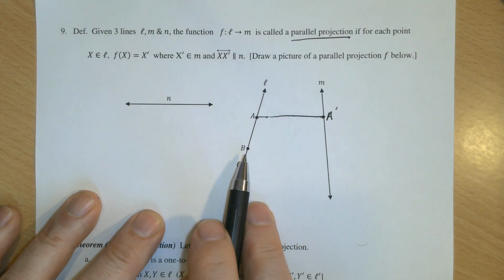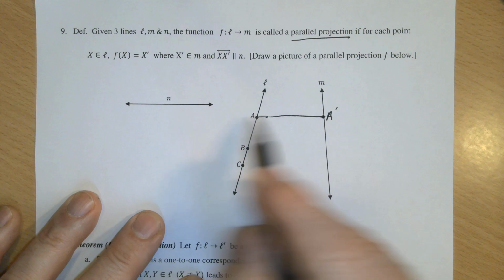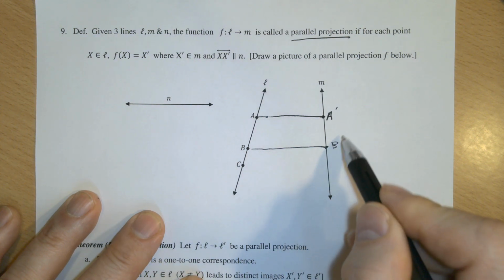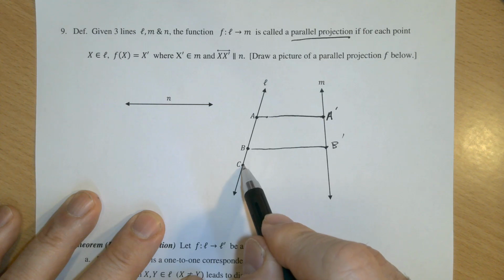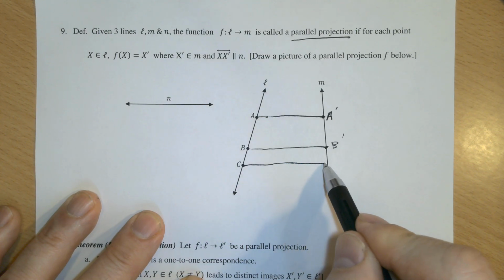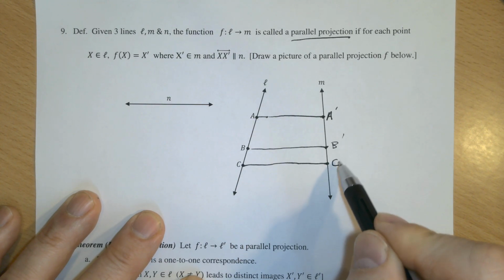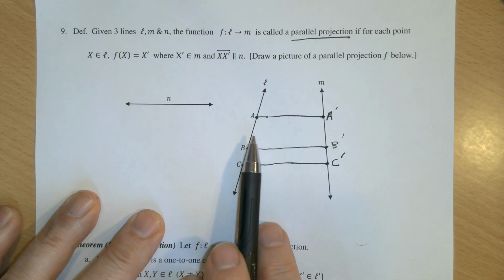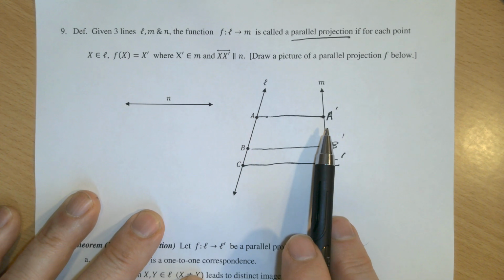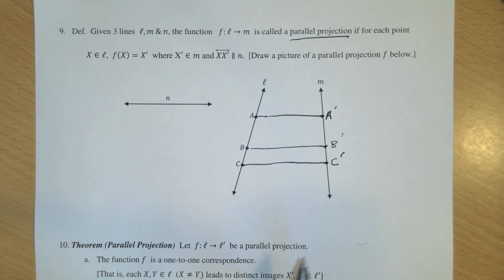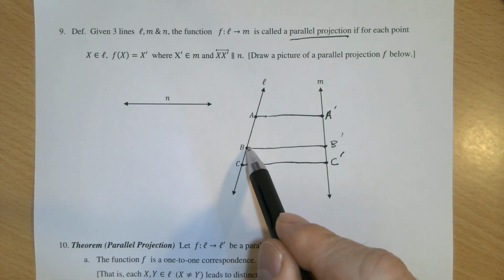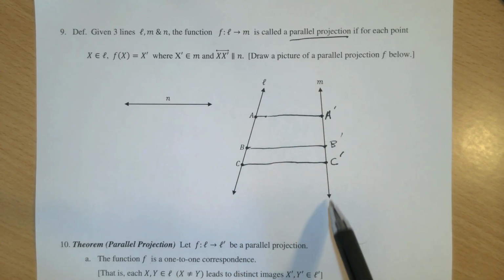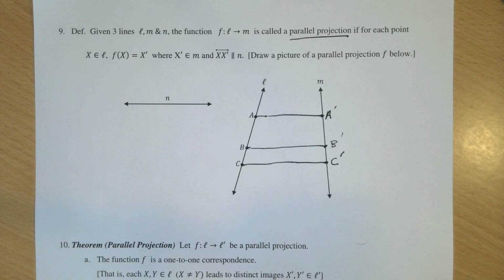Similarly for B. From B, draw a line parallel to N, and that will give us B prime. From C, draw a line parallel to N, and that gives us C prime. So you can see that every single point on L will get mapped to a point on M. And we know how to do it. Just connect the point with a line parallel to N and see where it intersects on the line M.